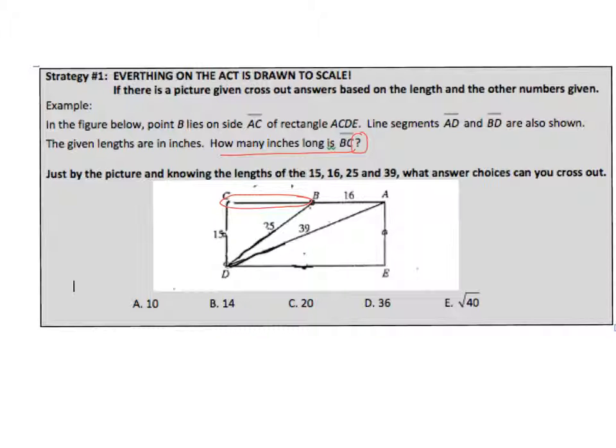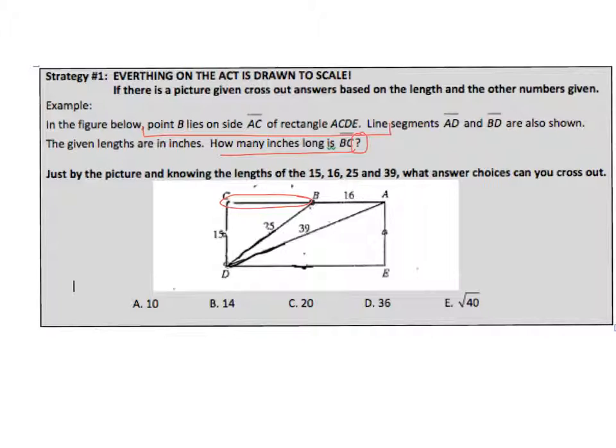So again, the stuff before it makes no difference, because do you really care about point B lies on side AC of a rectangle? You can look at that picture and assume that point B is on AC and that ACDE is a rectangle. You don't need to read that, so don't waste your time doing that. Look for the question mark, read the question before it.